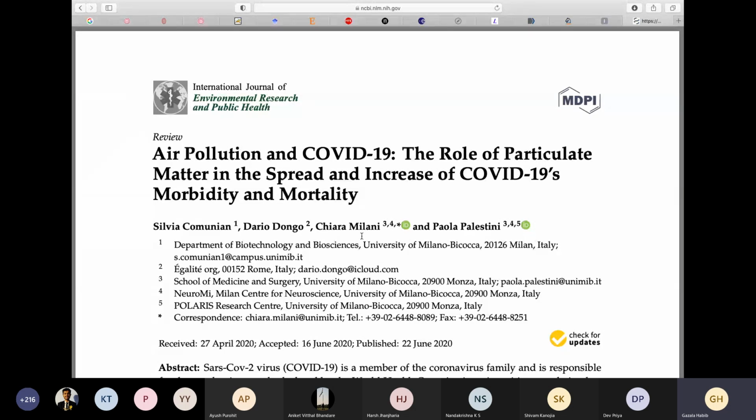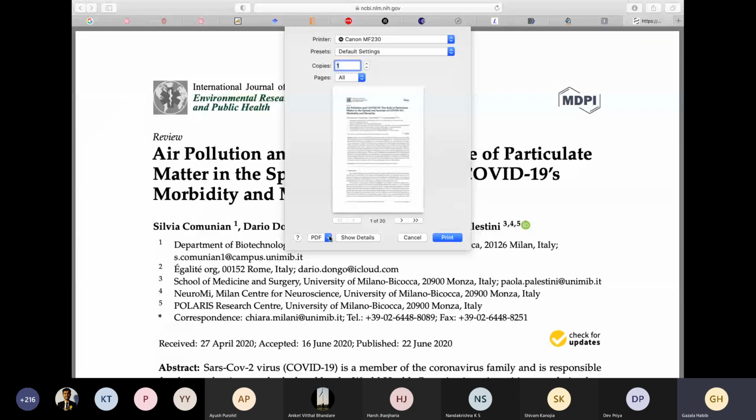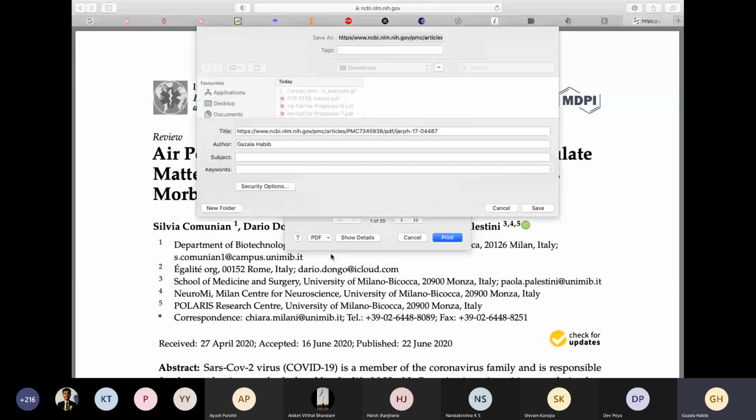But I think there are many papers which talk about the reduction in pollution due to lockdown during COVID-19. I have seen many papers from China, from India. I downloaded one paper from India. So I'm going to read these two papers, and if they are really useful to you, then I will upload them. Okay.